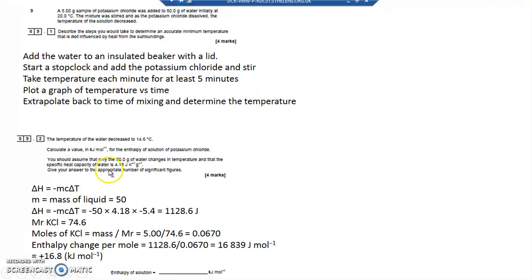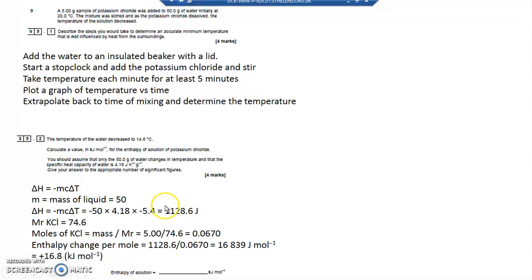Now I've got to work it out for 1 mole. Well, the MR of potassium chloride: potassium's 39 and chloride's 35.5, so it comes out as 74.6. The moles of potassium chloride is the mass divided by the MR. The mass that you've got is 5 grams. Divided by 74.6, I've got 0.0670 moles. I've got a lot less than 1 mole.